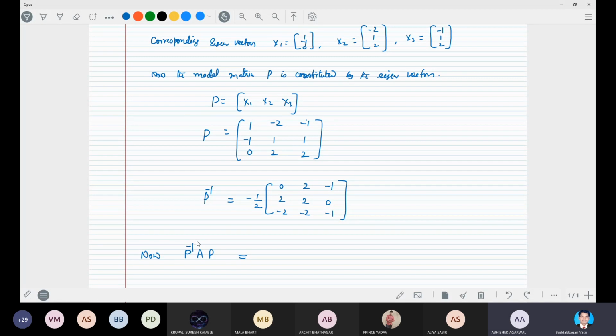Yes, sir. That is equal to, I hope, 1 0 0, 0 2 0, 0 0 3, right? P inverse into A into P, you have to find out. I will write it here. How it is.